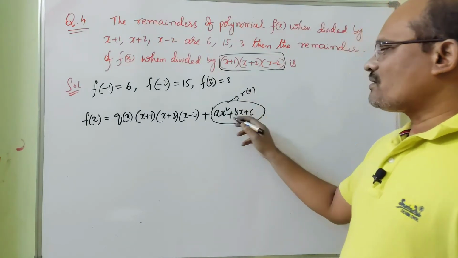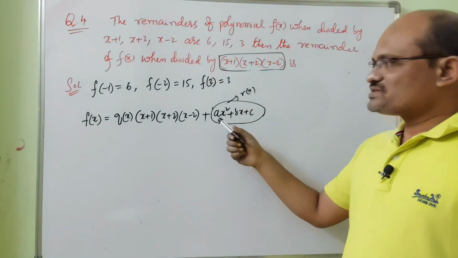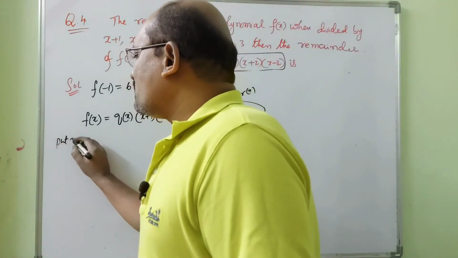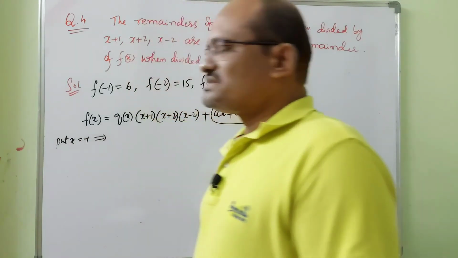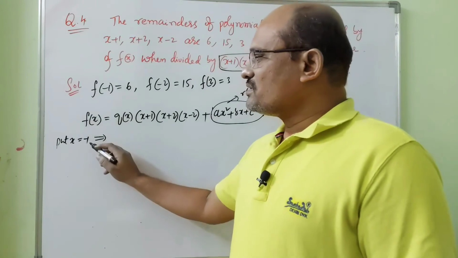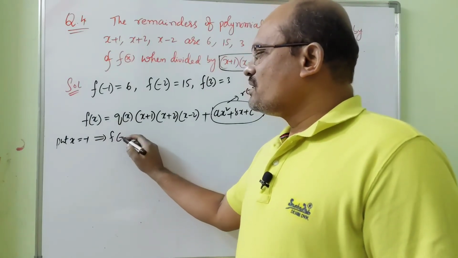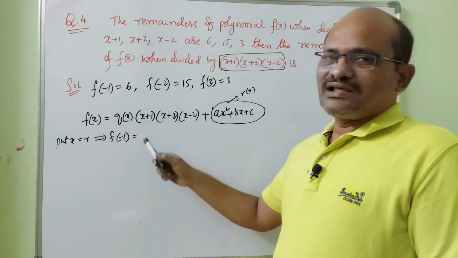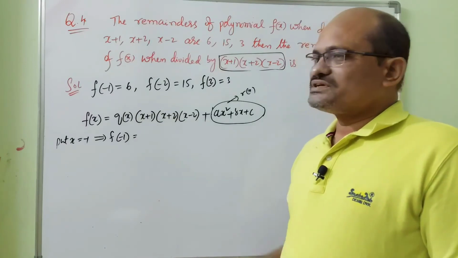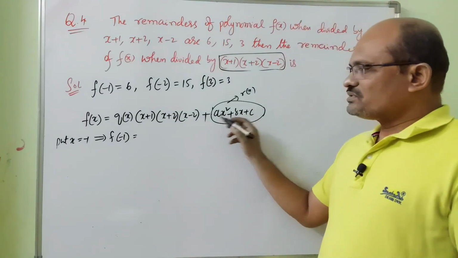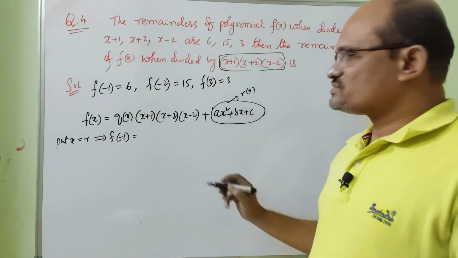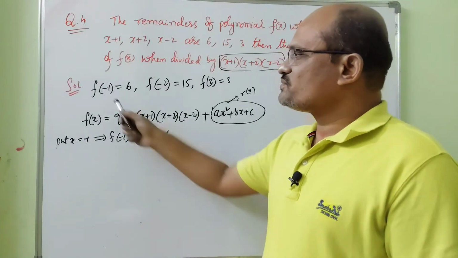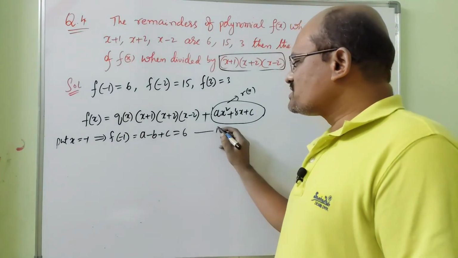We have to find r of x. So to find r of x, we need a, b, c. How to find? Use these three conditions. Put x equal to minus 1 on both sides in the division algorithm. f of minus 1 equal to q of minus 1 times, minus 1 plus 1 is 0, so this entire thing becomes 0, plus substitute x equal to minus 1: minus 1 whole square, minus 1. So we will get a minus b plus c. But what is f of minus 1? That is 6. This is equation 1.